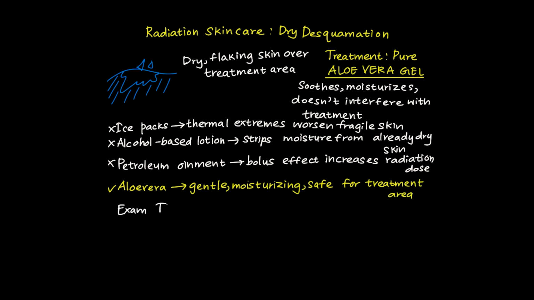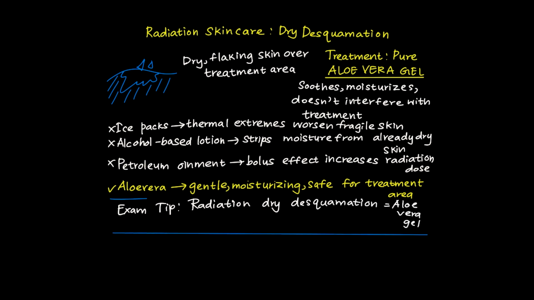Here's a WGU D454 OA exam tip for you. Dry desquamation from radiation equals aloe vera gel. No ice, no alcohol products, no thick ointments. Recall hook: Aloe for all radiation skin. AA. Aloe is always the answer for radiation desquamation.